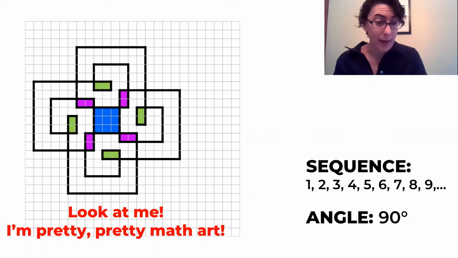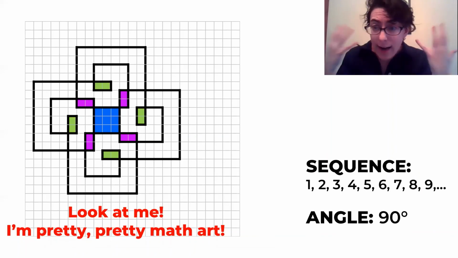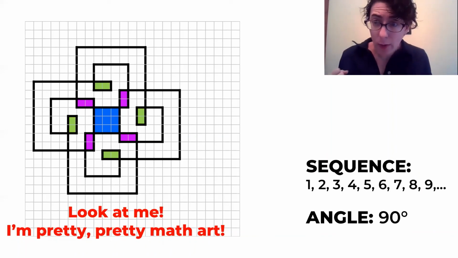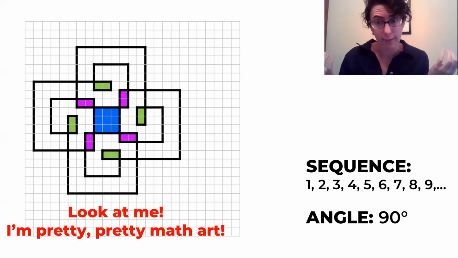Ooh, look at me. I'm pretty, pretty math art. Yes, you are. Yes, you are, spirolateral. And now that you know how to build a spirolateral, give it a go. Try the fours, try the fives. Heck, you can even get some triangular grid paper so you can turn 60 degrees instead of 90 degrees. Then you can make some super awesome spirolaterals with the threes or the sixes.